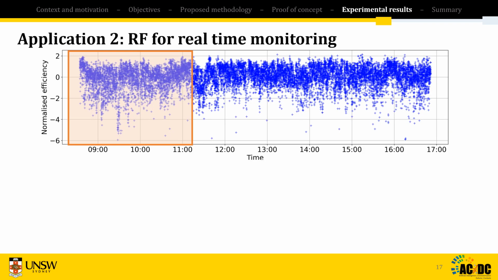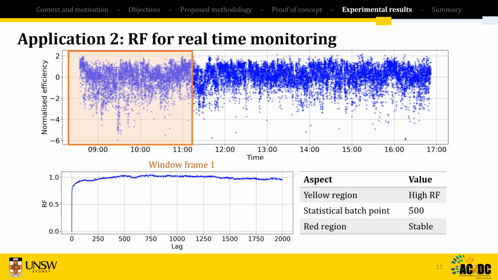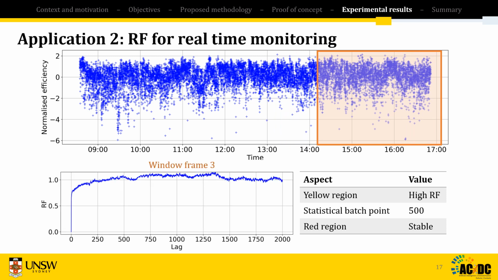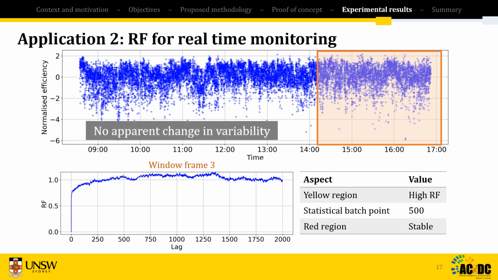As an example, we use the real-time monitoring method on the normalized efficiency as a function of time. This orange window right here defines thousands of cells, and this is the corresponding RF versus lag for this window. And these are values for the three aspects that we've been monitoring. And this is for window 2 and 3. Note that the three critical aspects didn't change. Therefore, there is no apparent change in variability for this production line.